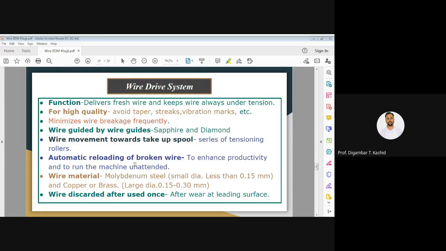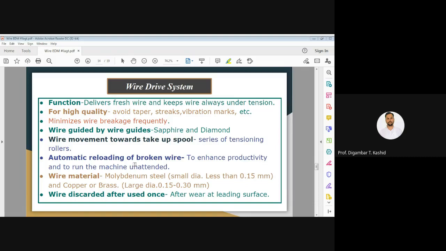Again, what happens frequently is that your wire may break. So to reload that broken wire, you should have some automation. Through automation of the reloading of the broken wire, you can enhance the productivity. And again, to run the machine unattended, you have to go for the automation of the wire reloading.